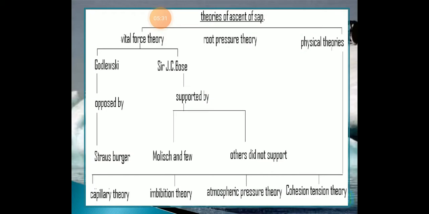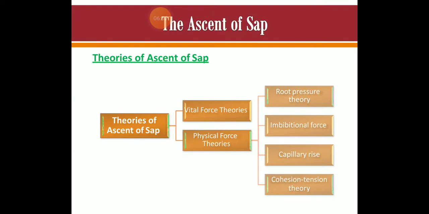This flow chart shows the theories related to the ascent of sap. In the exam, sometimes they ask to explain the theories on vital force theory for 7 marks. The vital force theory mainly involves three theories: Godlewski's theory, another Strasburger's theory, and J.C. Bose also explained the pulsation theory, and apart from that imbibition theory and the atmospheric cohesion transpiration theory.